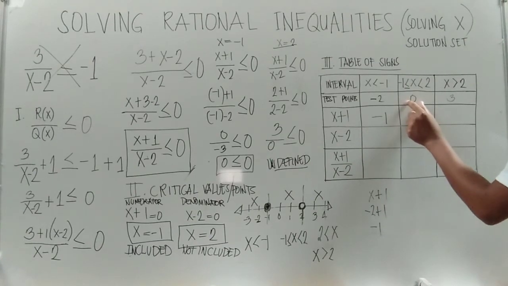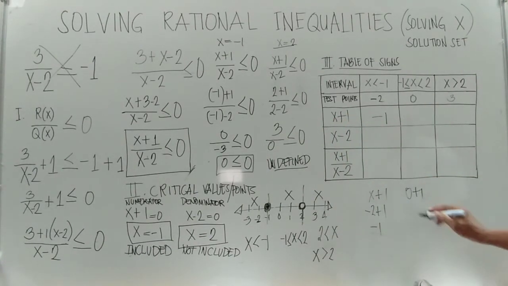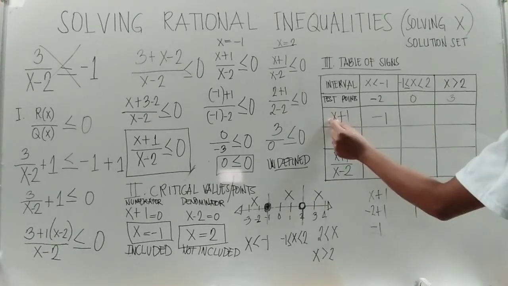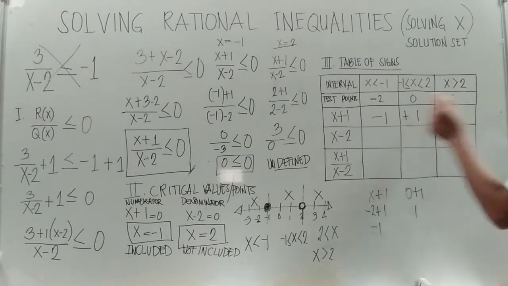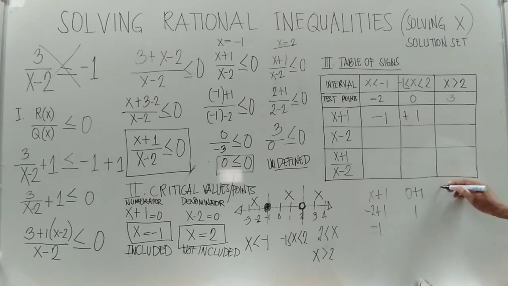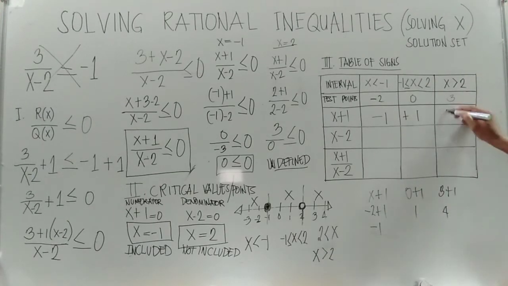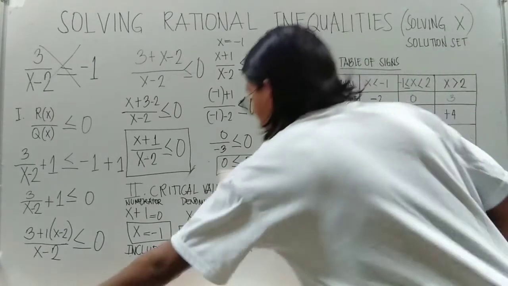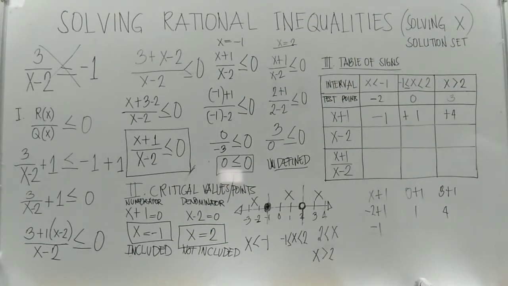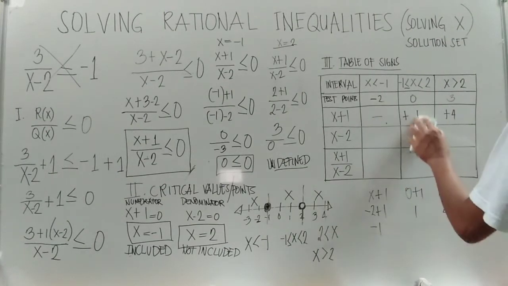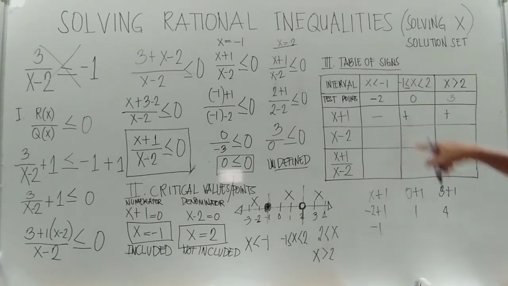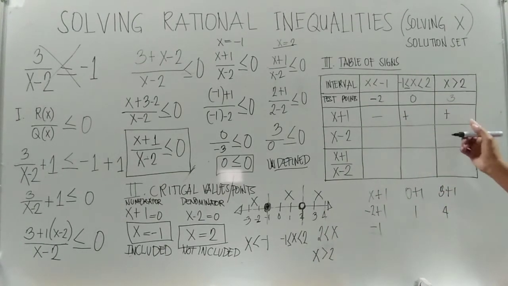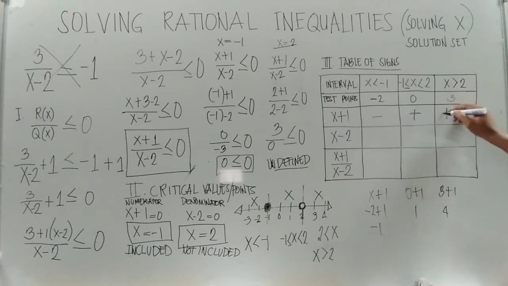Then, let's proceed to 0. 0 plus 1 here. So we have +1. 0 plus 1 is +1. Then, let's write 3 plus 1. So x is 3, plus 1, so we have +4. Again, this table is known as the table of signs, and it only concerns the sign of the value and not the exact value. Okay? Are we clear? So we have negative, then we have positive, and the last is positive.